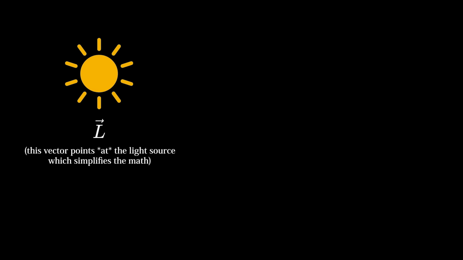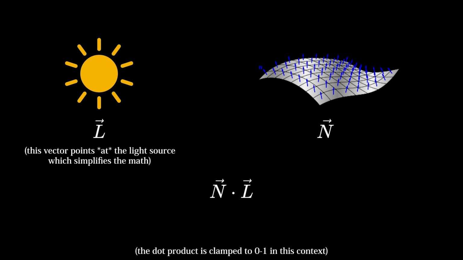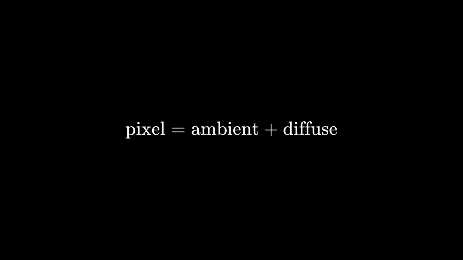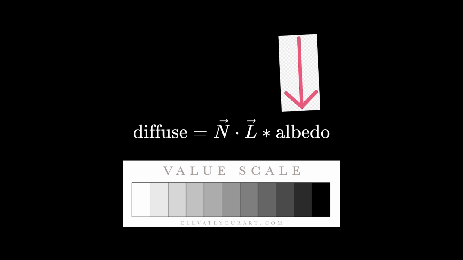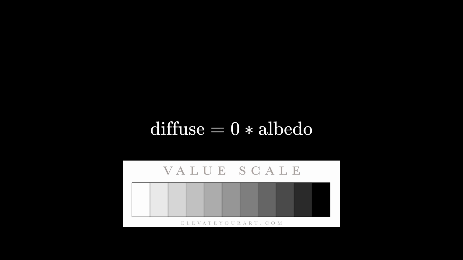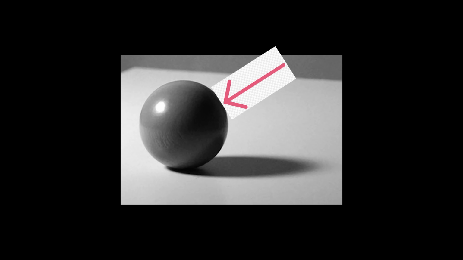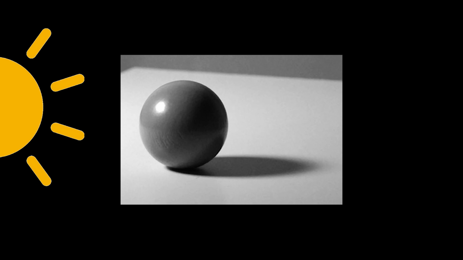We take the direction of the light source and the normal vector, calculate the dot product, and then multiply it with the albedo to get the diffuse lighting, which is added to the ambient light. The dot product is like an exposure value for the albedo. A dot product of 0 reduces the resulting color to black, meaning in that case, the pixel was facing away from the light source and was thus in shadow.